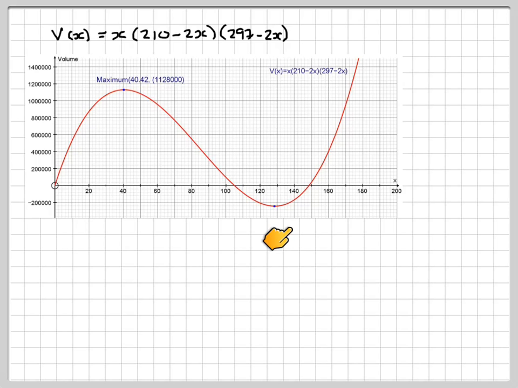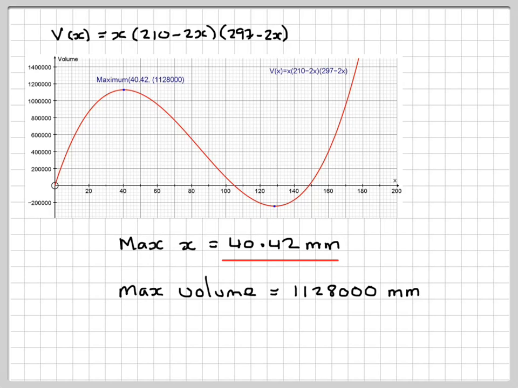You actually get another point down here, which is a minimum point, which we're going to talk about in a minute. So the maximum is going to be at x equals 40.42. The maximum volume will be 1,128,000 millimeters cubed. Now that's doing it just using the graphical method.